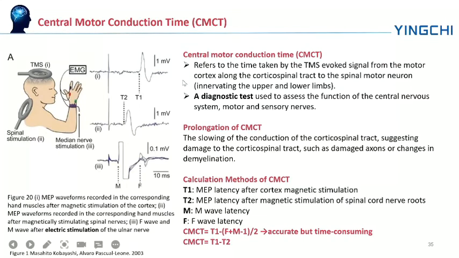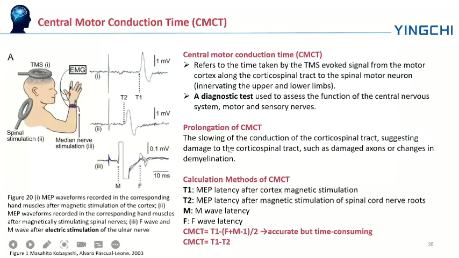So the central motor conduction time is also important, for it is a diagnostic test used to assess the function of the central nervous system, motor and sensory nerves. It refers to the time taken by the TMS evoked signal from the motor cortex along the corticospinal tract to the spinal motor neuron.